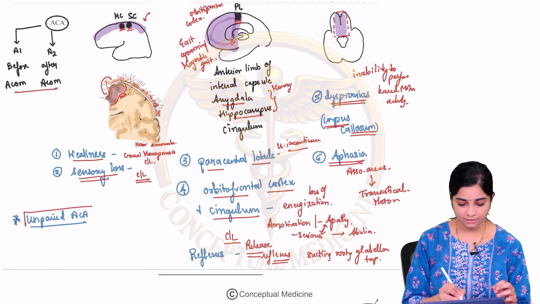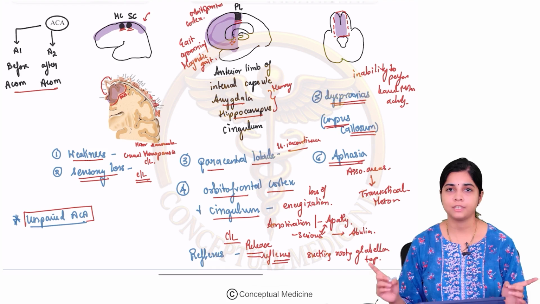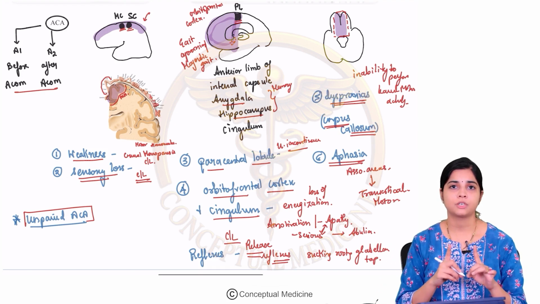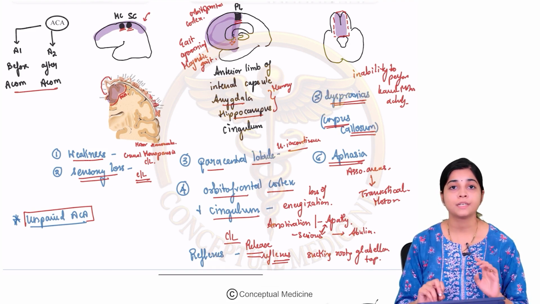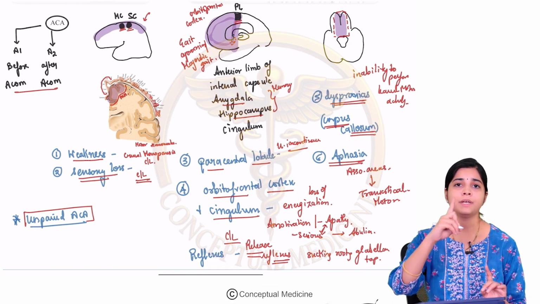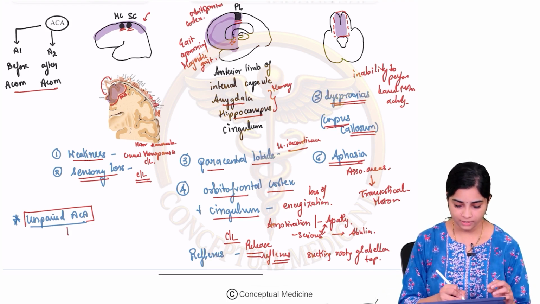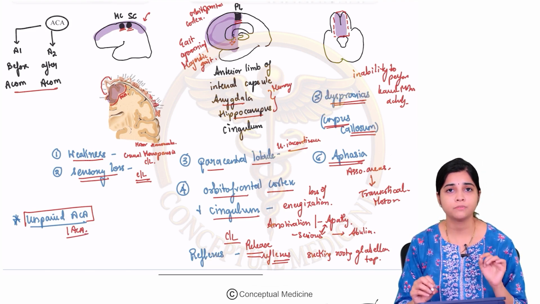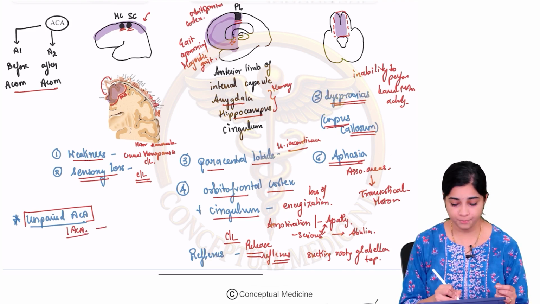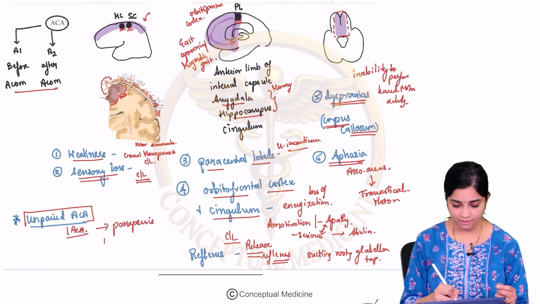Then there is an unpaired ACA. We know that from the right side and from the left side we have one ACA each, which come together and are joined by the ACOM, as we have just seen. But in some conditions there can be an unpaired ACA, where only one ACA is supplying both sides. If that gets affected, what will you have? You will not have monoparesis, rather you will have paraparesis, because both limbs will get affected.